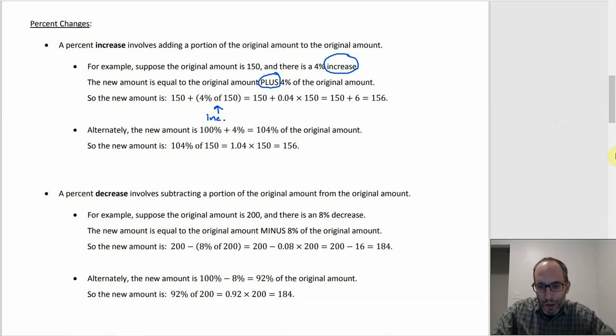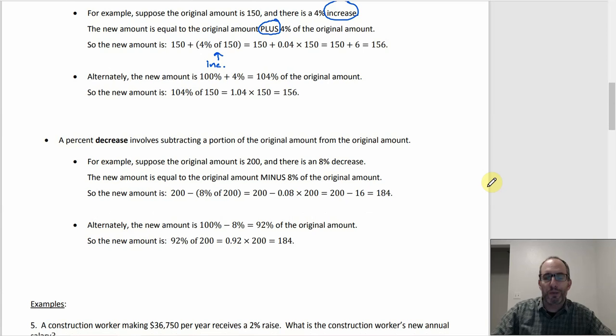And the same thing happens with decreases. It's just that with decreases, you're subtracting. So you subtract part of the original amount from whatever the original amount was. So for example, what if the original amount's 200, there's an 8% decrease. So if it's a decrease, that means there's going to be a minus 8% of the original amount. So 200 minus 8% of 200, and we just have to figure out what 8% of 200 is.